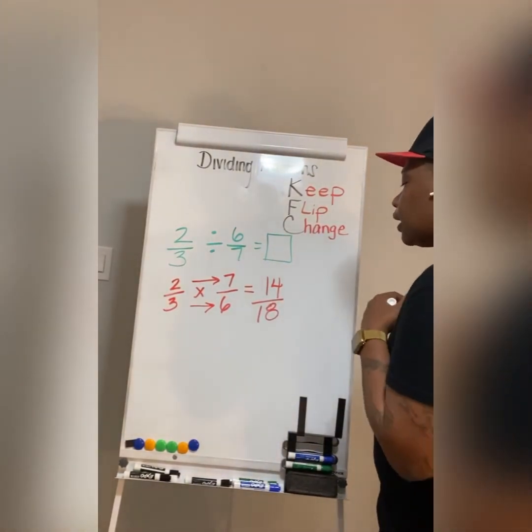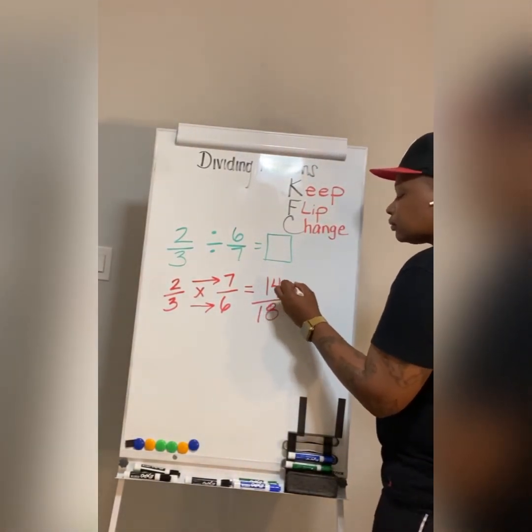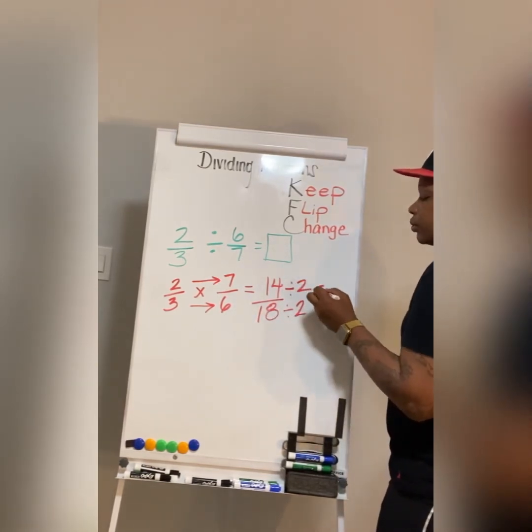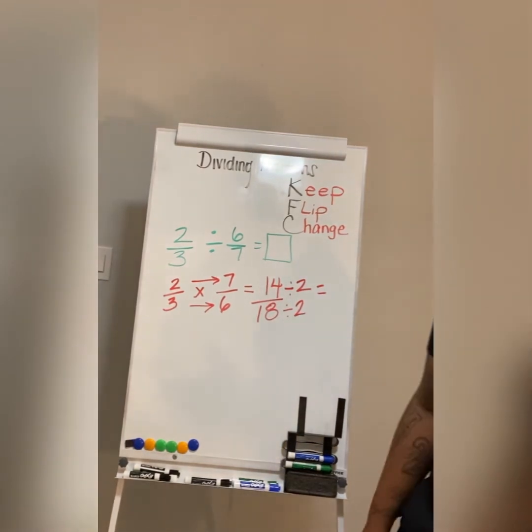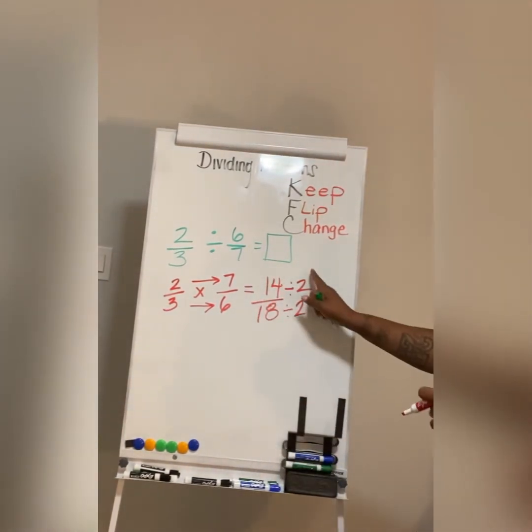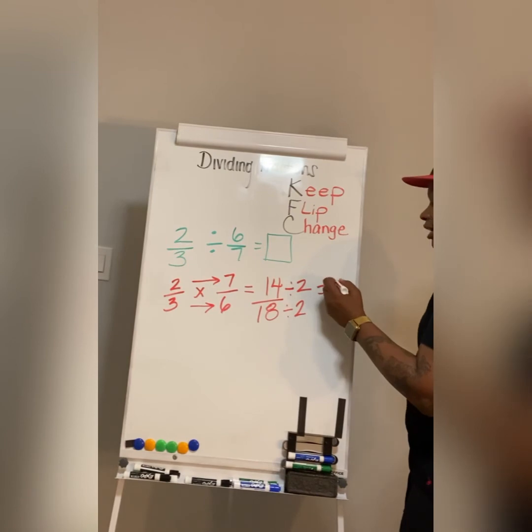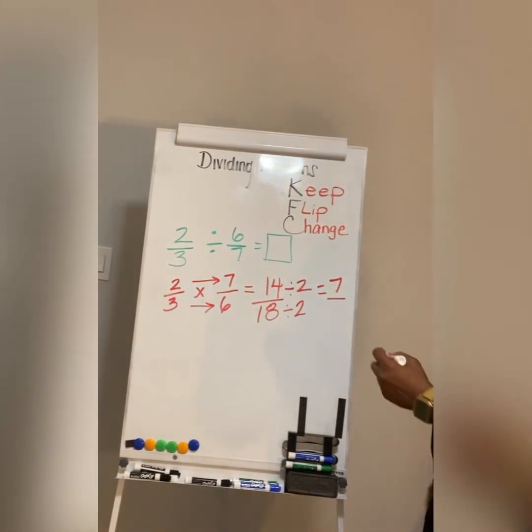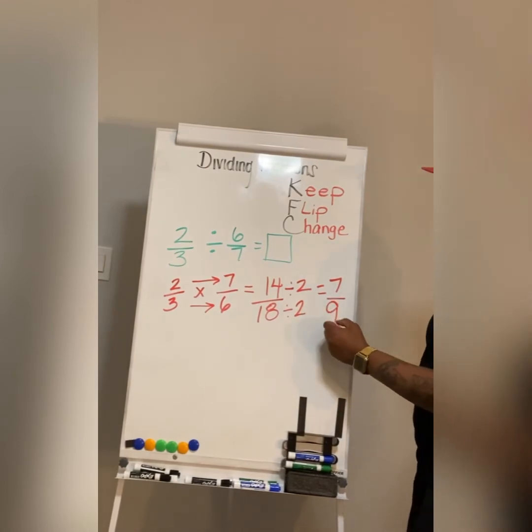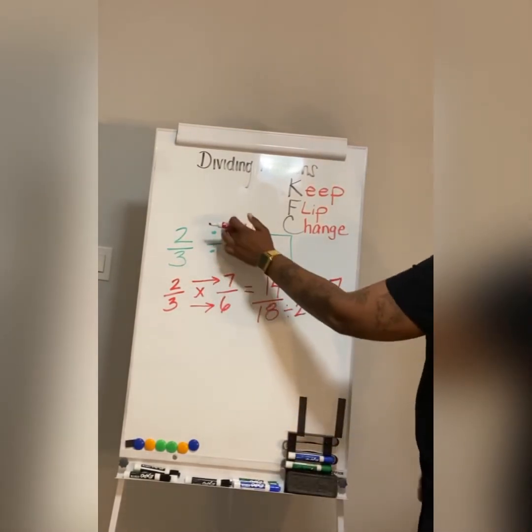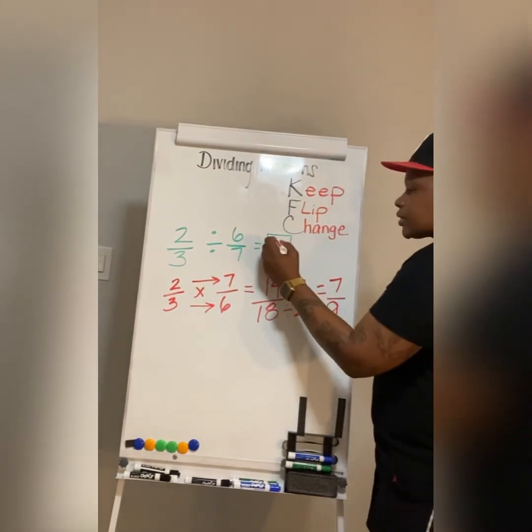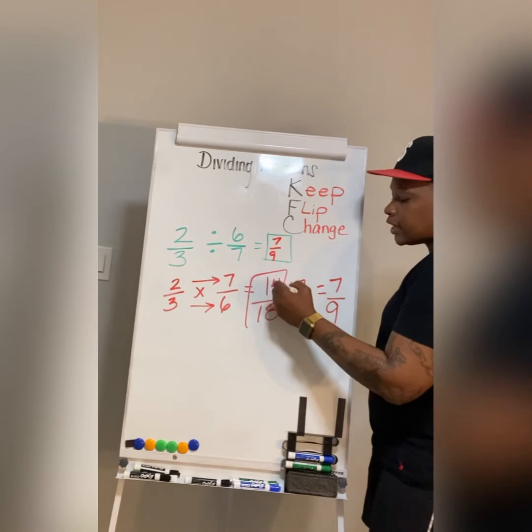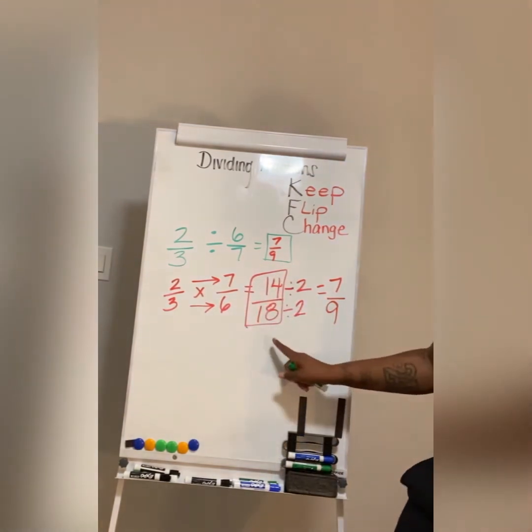So let's see. 2, we can divide the top and the bottom by 2, right? So 14 divided by 2 is going to give me what? 7. 18 divided by 2 is going to give me 9. So 2/3 divided by 6/7 equals 7/9. Don't be confused. So if you stop here, this is right.